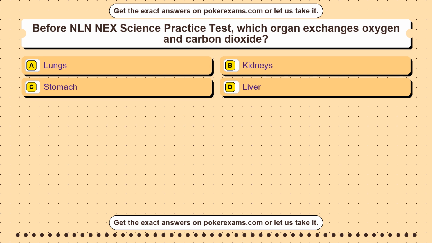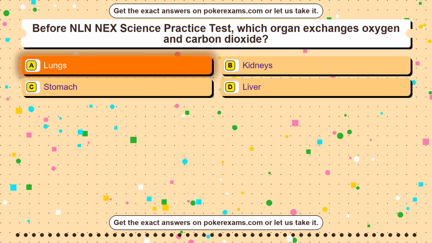Question 45. Before the GED RLA practice test, which graph is best for showing change over time? Option A, line graph. Option B, pie chart. Option C, map. Option D, Venn diagram. The correct answer is option A.